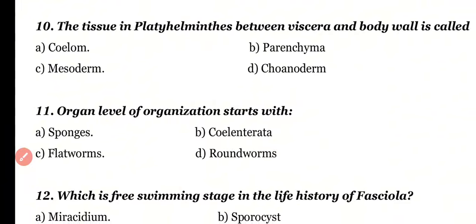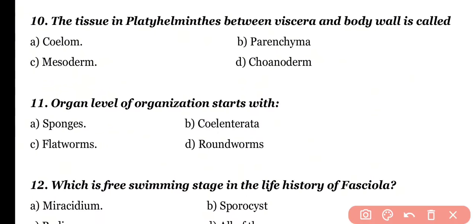Question number ten. The tissue in Platyhelminthes between viscera and body wall is called coelom, parenchyma, mesoderm, guanoderm. Correct answer is option B. Parenchyma tissue is present between the viscera and body wall of Platyhelminthes.